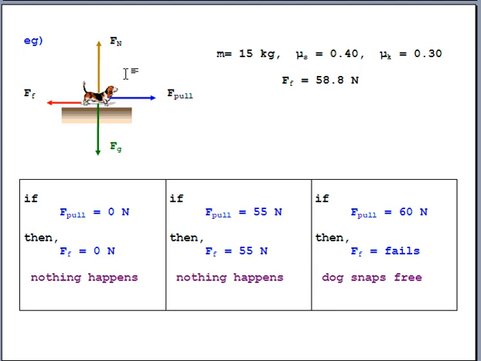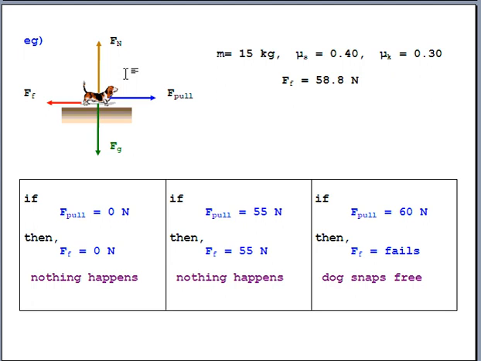So let's start penciling these in here. If you pull with 0 newtons, friction force is 0, nothing happens. If the human chooses to pull with 55, friction force is 55, nothing happens. The human, though, free will, they can pull with as much force as they want, right? They can choose to say, well, I want to pull with 60 newtons, right? They're allowed to. Then what?